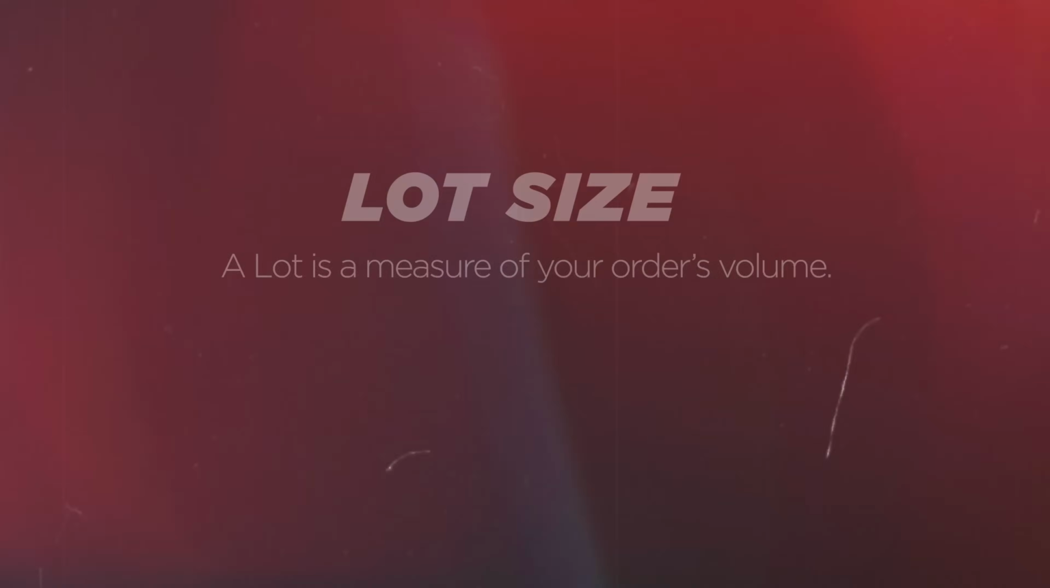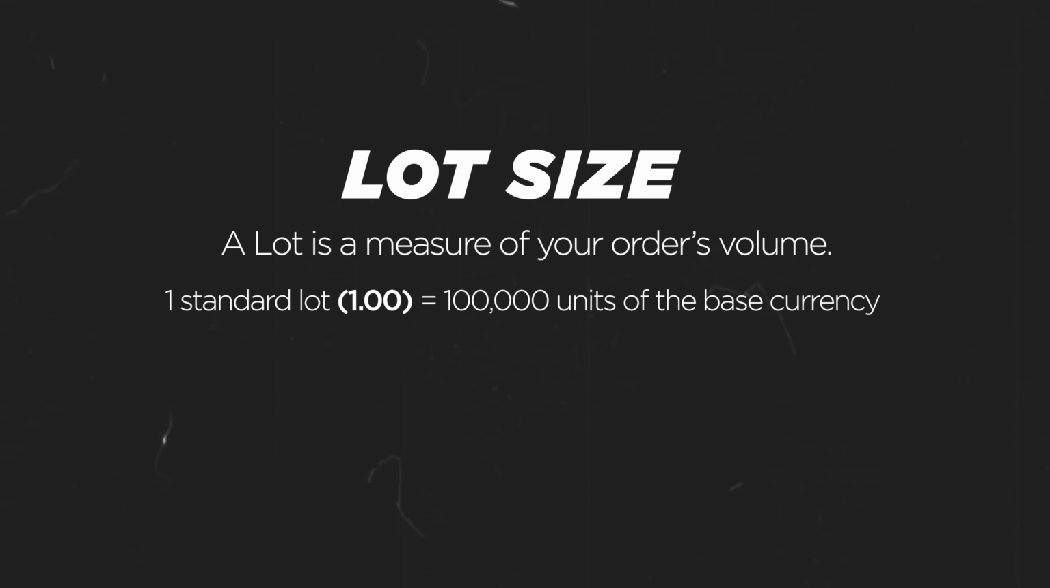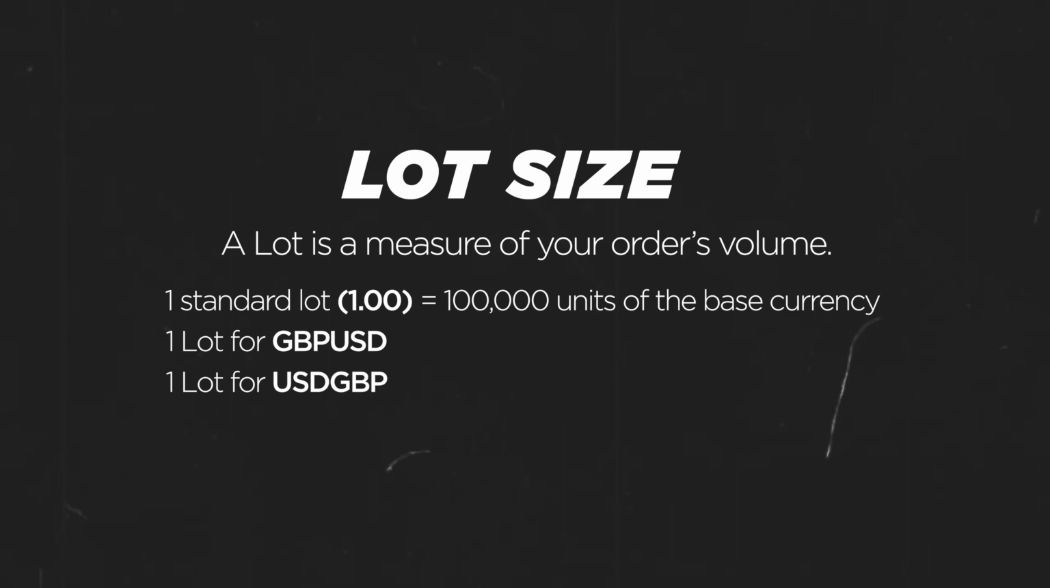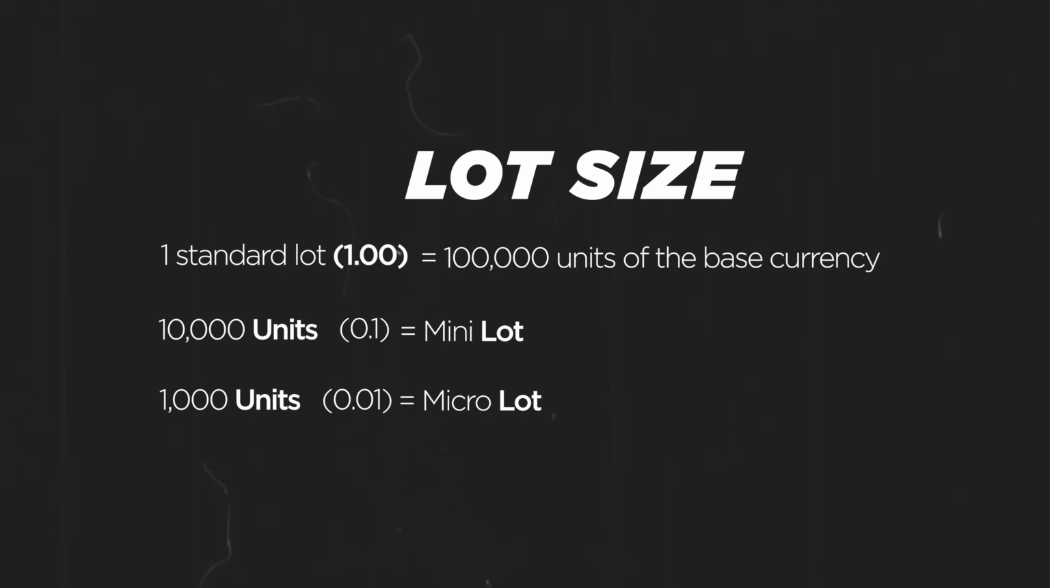In order to buy or sell a currency, you have to do so in lot sizes. A lot is a measure of your order's volume. One standard lot is 100,000 units of the base currency. So one lot for USD GBP, or dollars to pounds, is how many pounds I can get with $100,000. 10,000 units, or 0.1, is called a mini lot. 1,000 units of the base currency, or 0.01, is often referred to as a micro lot. It's easier to see bigger gains using the lot method, since trading with a larger sum of money on leverage gives you more gains versus trading with a smaller sum of money. But keep in mind, guys, it is very risky.